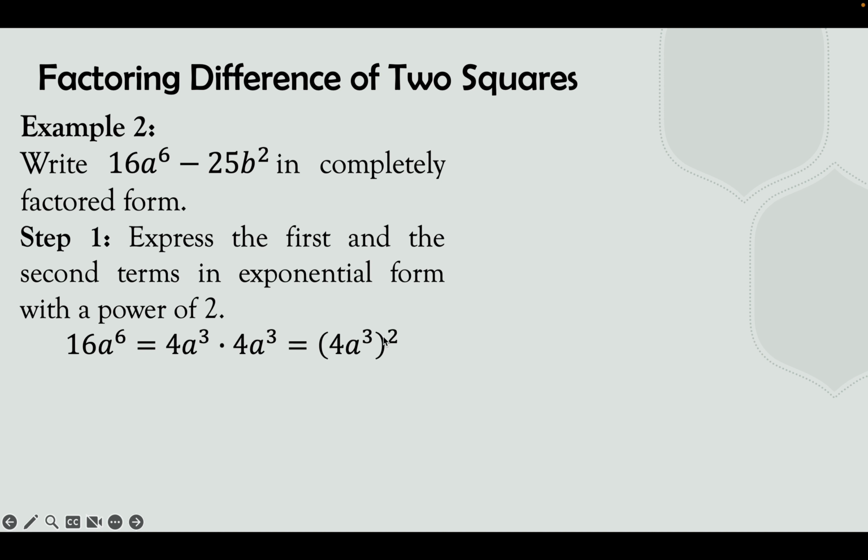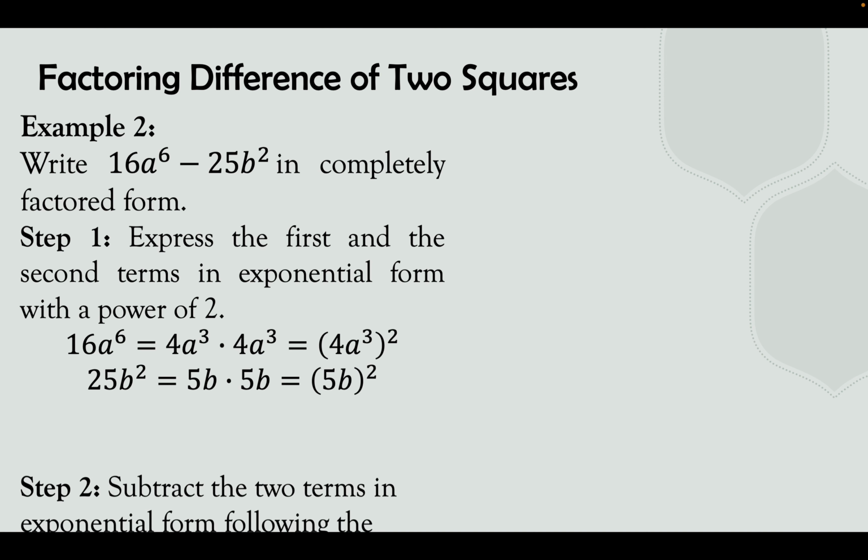Okay, let's recall the power to a power rule. When we have an exponent raised to another exponent, we just need to multiply. So since we have a raised to 3 raised to 2, it will result to a raised to 6. Thus, the exponential form for 16a raised to 6 is 4a raised to 3 raised to 2. For 25b squared, we have 5b times 5b, so we have 5b raised to 2.